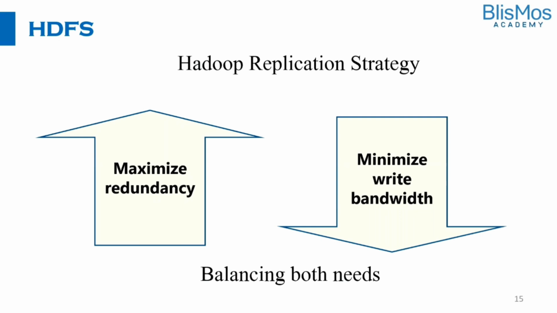When we talk about storing a larger amount of data, even forwarding from one rack to another rack takes a lot of time, because it incurs more write bandwidth. How do we really balance both these needs? One is maximizing the redundancy. The second thing is minimizing the write bandwidth.